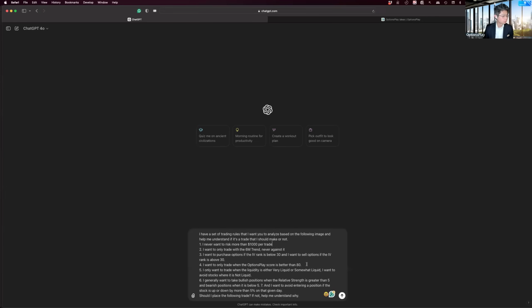I want to only trade when the OptionsPlay score is greater than 80. This gives you a risk to reward threshold to make sure that the risk reward of a strategy looks good before you place the trade. I only want to trade when the liquidity is either very liquid or somewhat liquid, and I want to avoid stocks that are not liquid.